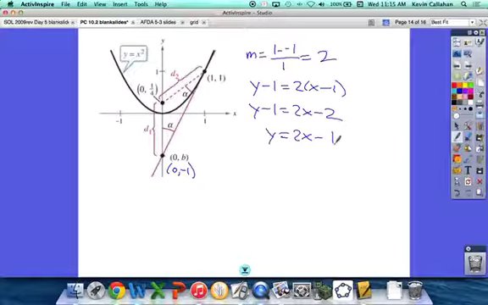And does it look right? So y-intercept is -1. Slope is 2, which means up 2 over 1. Yeah, looks right.